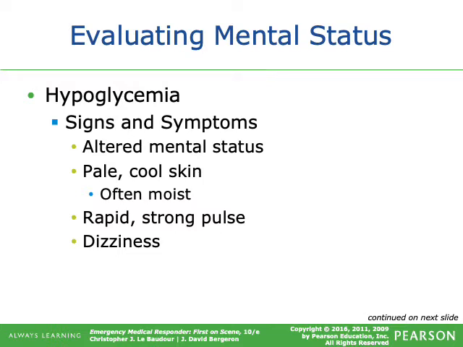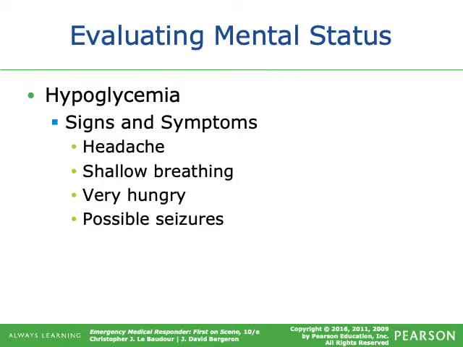Some signs and symptoms of hypoglycemia are altered mental status, pale, cool skin, often moist as well, a rapid, strong pulse, dizziness, headache, shallow breathing. A lot of times they'll be very hungry. They may have seizures. Alright, so why would low blood sugar cause an altered mental status? The brain uses glucose in the blood directly. If there's not enough glucose circulating in the blood, then the brain can't function properly and you're going to have a change in mental status.